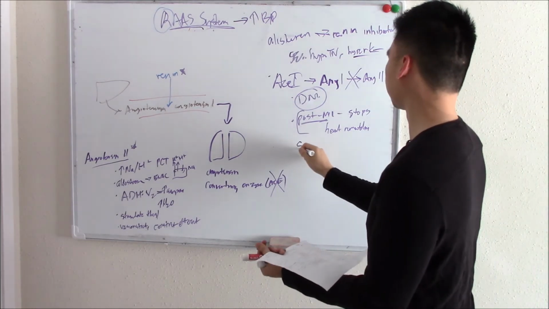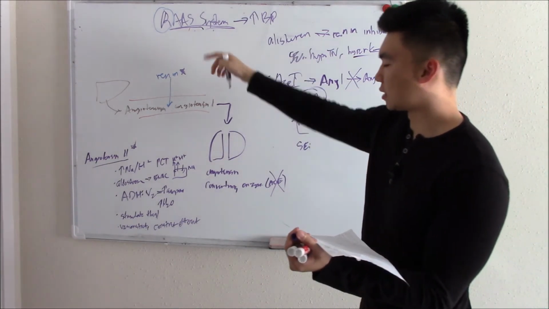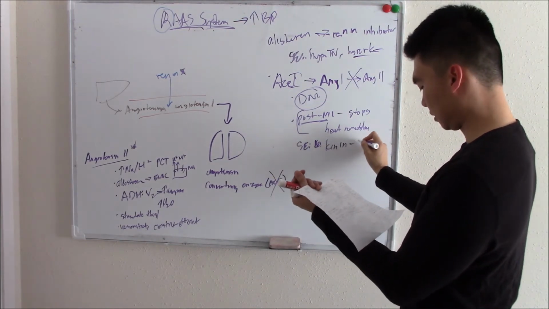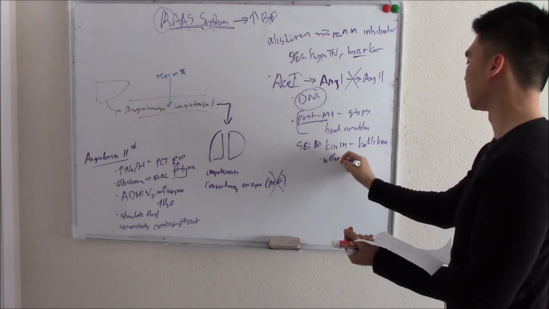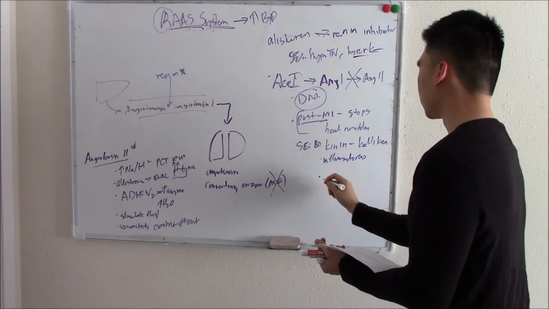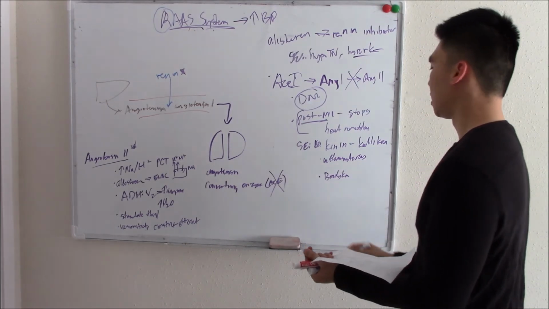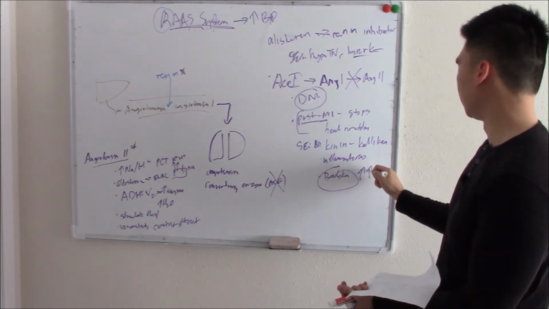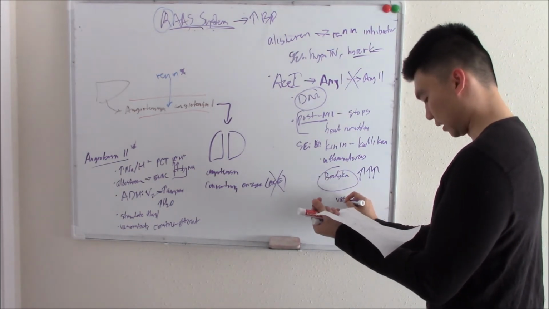Some side effects. ACE is an enzyme that works in the RAAS system and also works in the kallikrein system. This is an inflammatory system, so it's completely different. And ACE helps break down bradykinin. If you block that, then you don't break it down. Bradykinin will start to build and build. And bradykinin is a vasodilator.